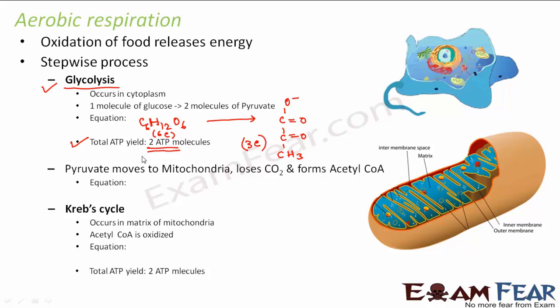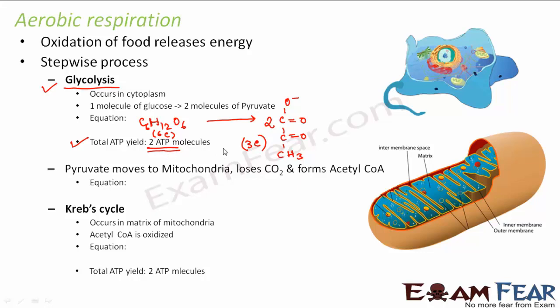So the first step in aerobic as well as anaerobic respiration is that the glucose, which is a 6 carbon compound, gets converted into a 3 carbon compound. So one molecule of glucose gets converted into 2 molecules of pyruvate. So that means the compound became a little simpler, right? And at the same time, some energy is also released. That is, 2 ATP molecules are released.